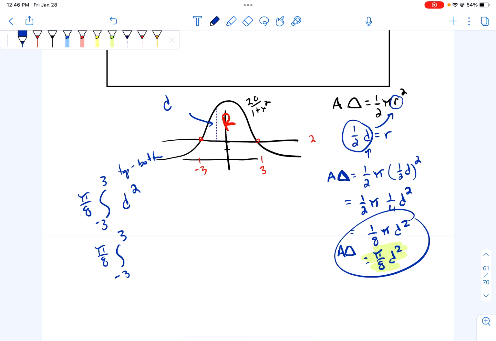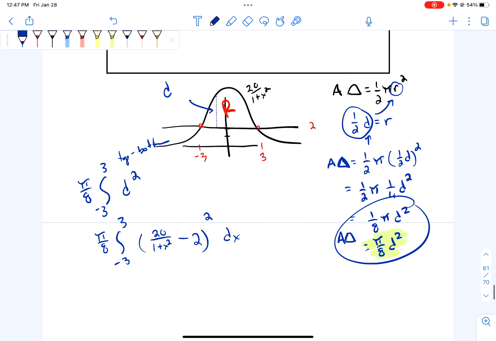Okay, this is the same pattern we're going to go through over and over again. So I'm going to take my top curve, 20 over 1 plus x squared, and I'm going to minus my bottom curve, which is just 2. That's nice. And my formula says I need to square that area. Now everything is in x's, and this looks like an integral that I know how to work with. And by know how to work with, I mean I know how to plug it in my calculator because I'm not going to do that by hand.